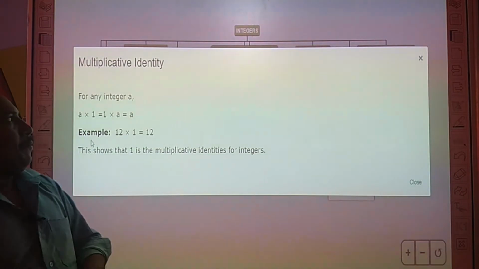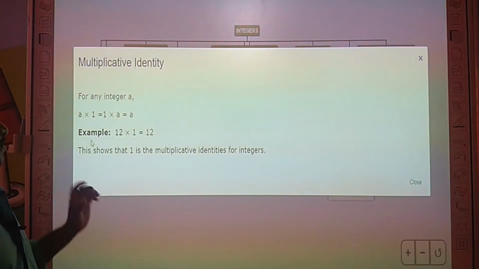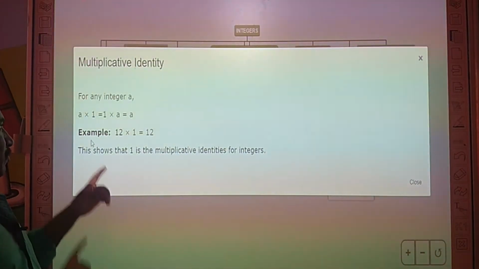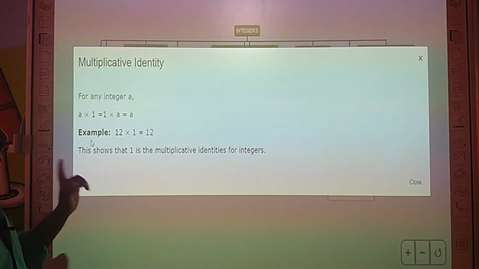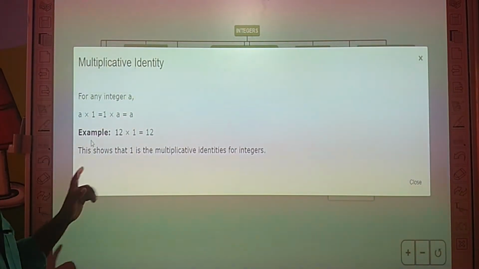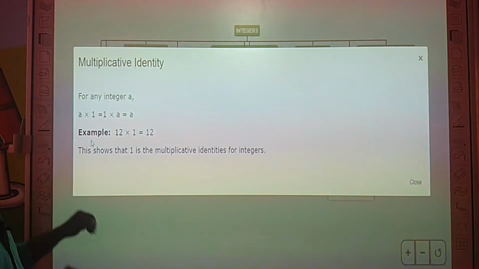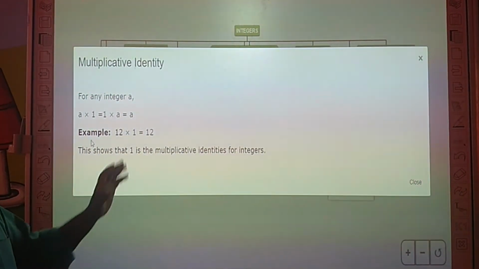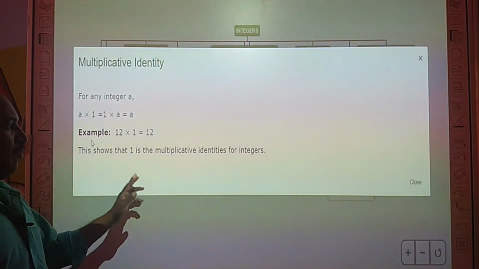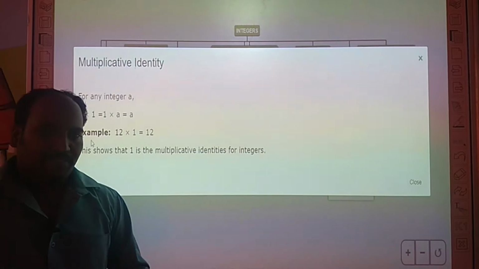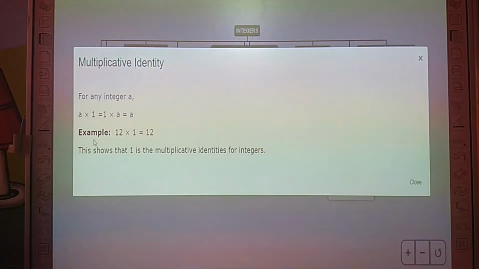The next property, multiplicative identity. For any integer a, a into 1 is equal to 1 into a, which is equal to a. For example, 12 into 1 is equal to 12. This shows that 1 is the multiplicative identity for integers.